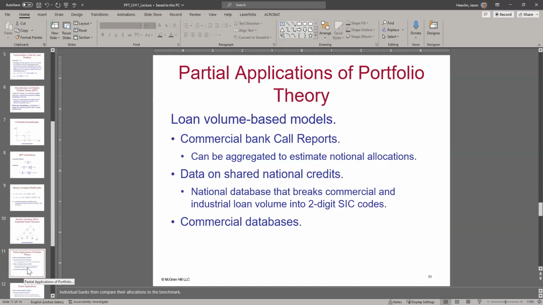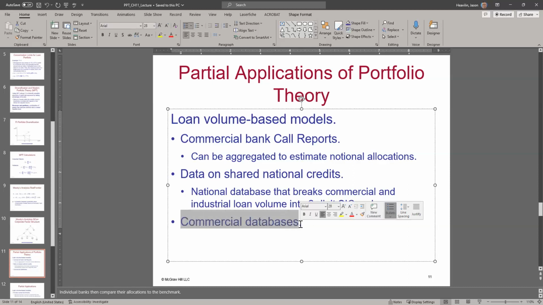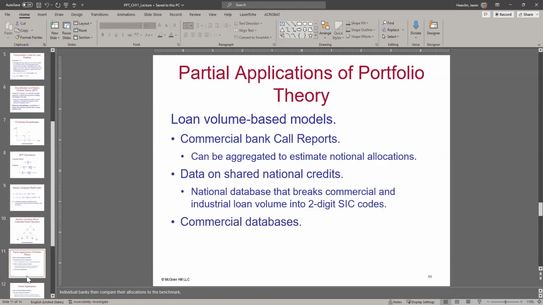Now, where do you get that data? Well, there are commercial bank call reports, reports from the banks. That's one way to get some of them. There's data on shared national credits, a national database that breaks commercial and industrial loan volume into 2-digit SIC codes. So this is helpful when you are looking at industry-level data. And then there are just commercial databases out there where you pay for information. They collect data, they organize it, and you pay for access to the databases.